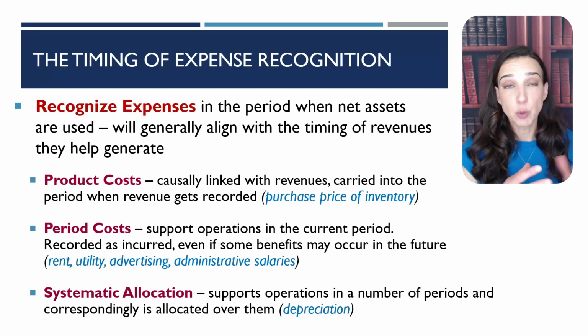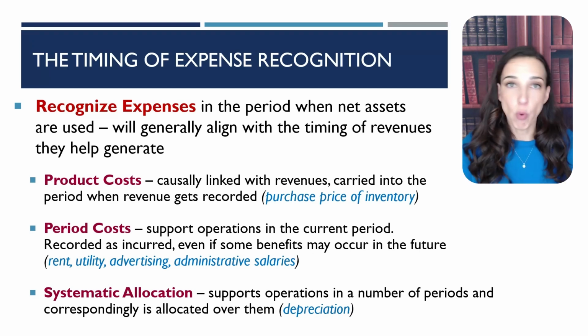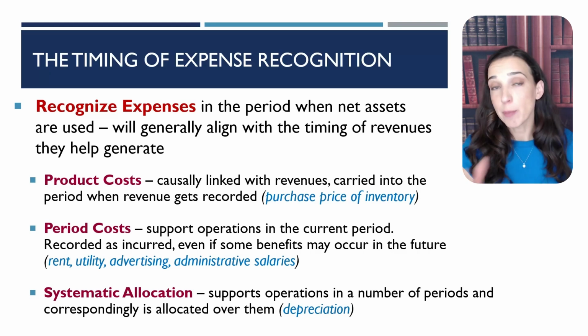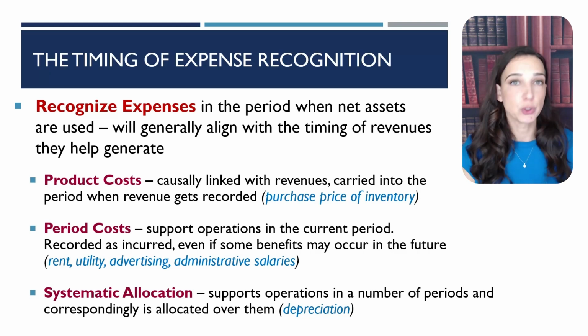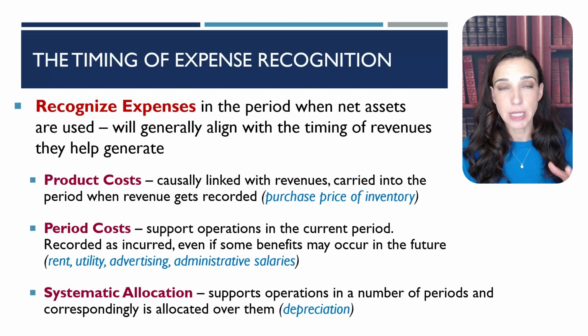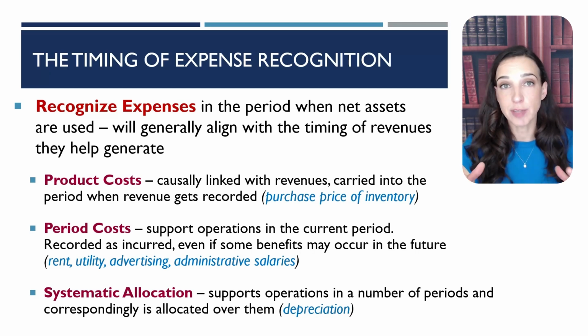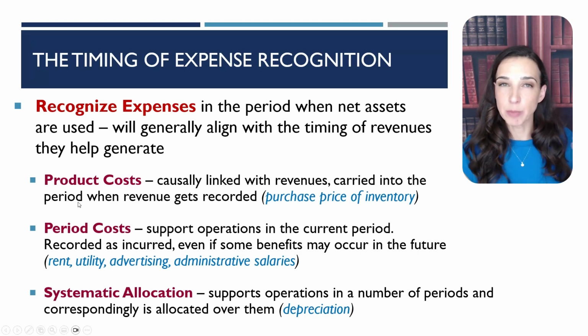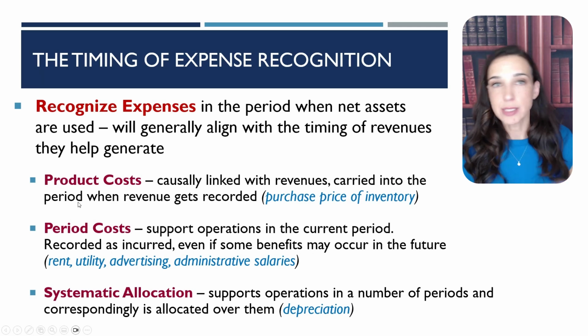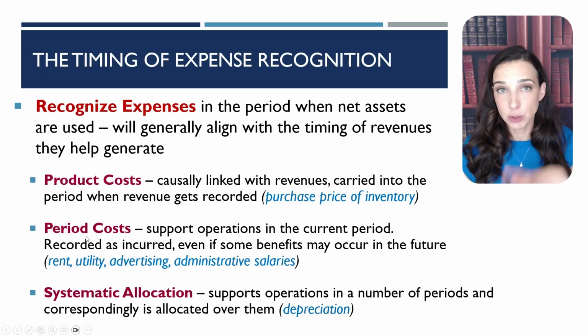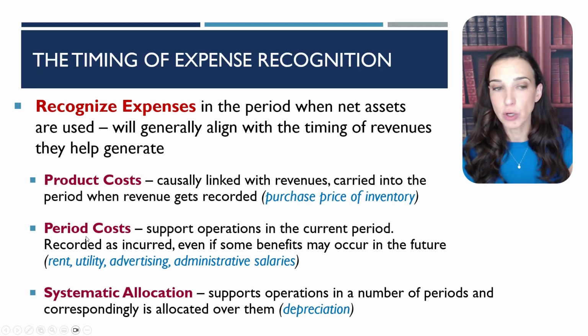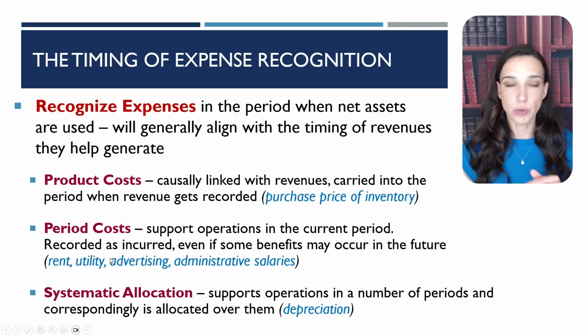So for example, you buy a truck, that truck will help you to generate revenue for the next 5 years. You buy a building, that building will help you to generate revenue for the next 20 years. Correspondingly, you're going to allocate the cost of that truck, the cost of that building over multiple periods as you are using them up. Again, some we're able to directly link to revenues. Some we assume just happen in a certain period and don't carry over. And some we allocate over a number of periods.